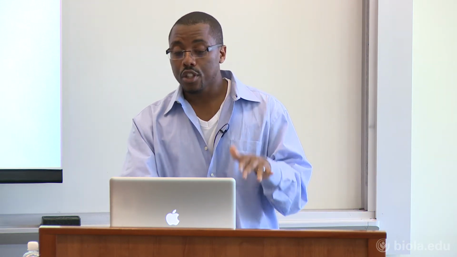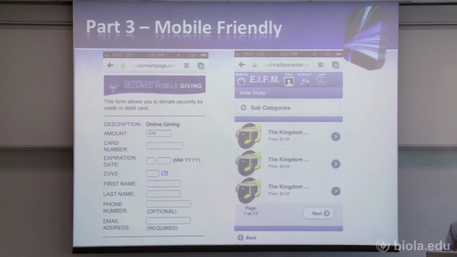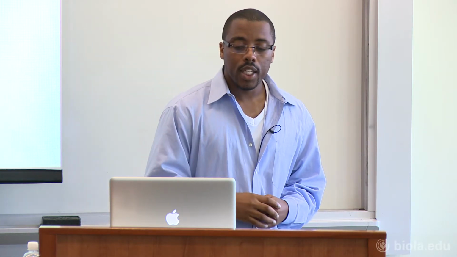Okay. Now, we got it secure. We got it easy. Now is it mobile friendly? What I found in the ministries I've worked with is when we made the donation page mobile friendly, and even the online store, which we're going to transition into next, donations went up 30%. Reason being is we did not know prior to that how many people wanted to give from their mobile devices. We didn't think that because we weren't doing it.